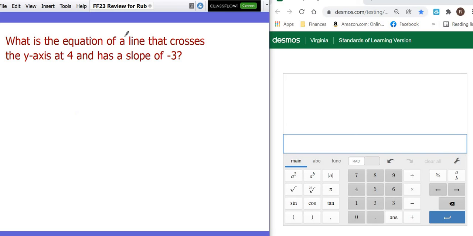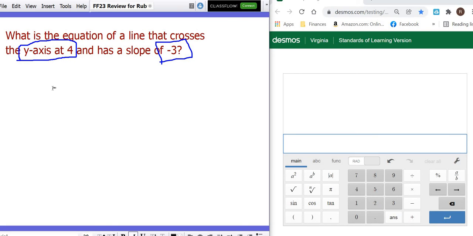Okay, it says, what is the equation of a line that crosses the y-axis at 4, that's the y-intercept, and has a slope of -3. I'm going to go ahead and get my text box here and type for you because I think that might be a little easier. So y equals mx plus b. Then I'm going to go to the next line and I'm going to fill in what I know by reading my problem. The slope is a -3.